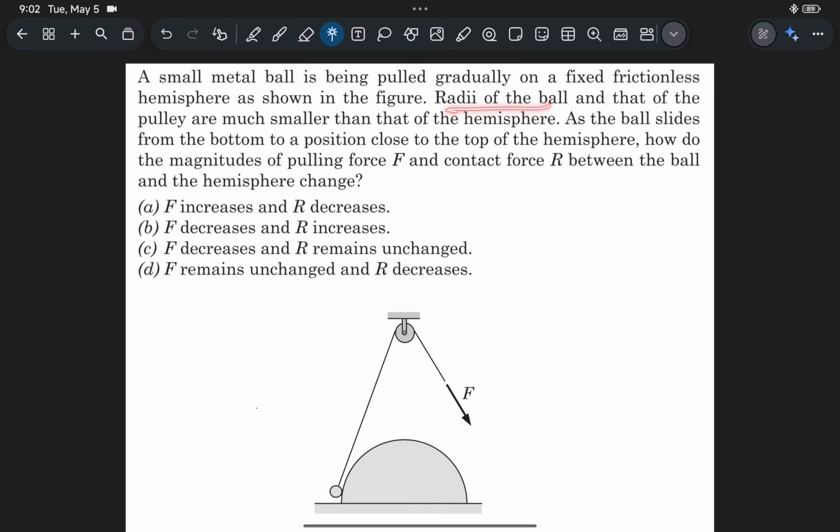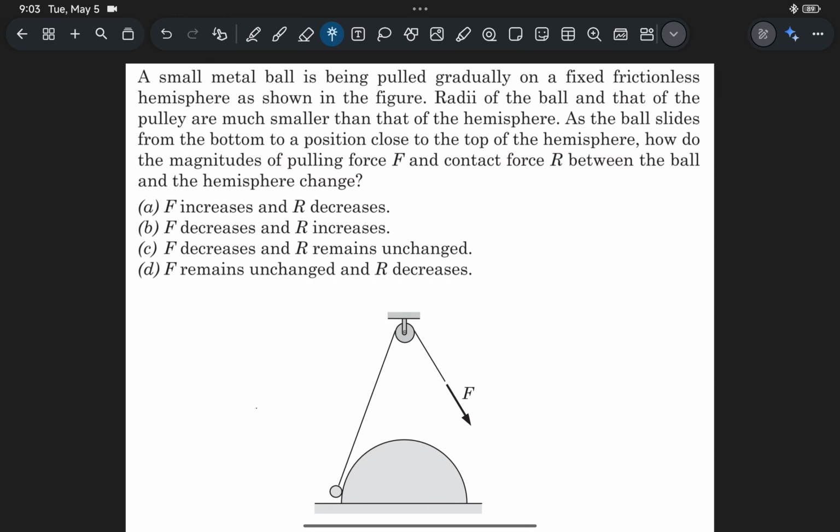And it is also given that the radius of the ball is negligible compared to the radius of the sphere. So I'll treat this almost like a point mass. And as the ball slides from the bottom to a position close to the top of the hemisphere, going like this very slowly, in this motion they're asking us to comment on the pulling force F and the contact force R, the normal reaction that acts on the metal sphere from the hemisphere. So you have to tell how they'll vary, whether they'll increase, decrease, or remain constant.